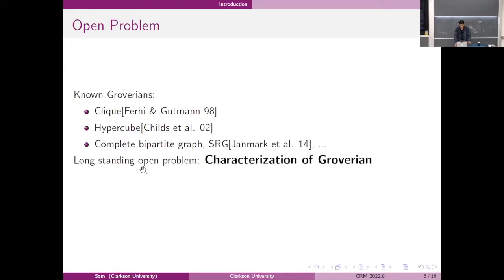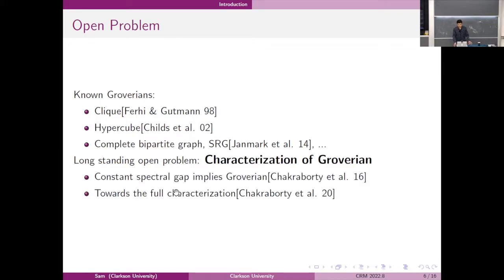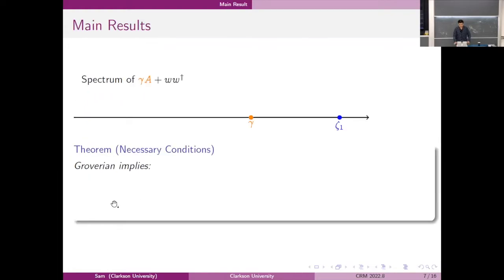So there is a long-standing open problem here. We want to know what kind of graphs are covariant. We want a clean characterization of these graphs. First, Chakraborty et al. in 2016 found that a constant spectral gap implies a covariant graph. Later, in 2020, they made it better and found a partial characterization for covariance. And what we are doing is we actually found a necessary condition for covariance.